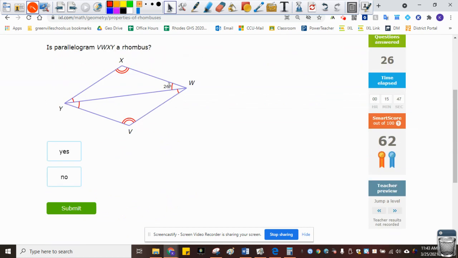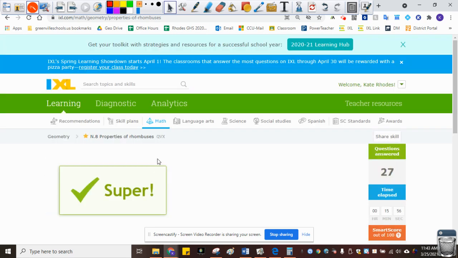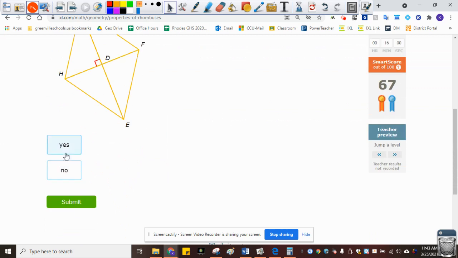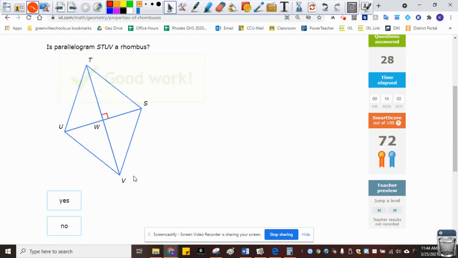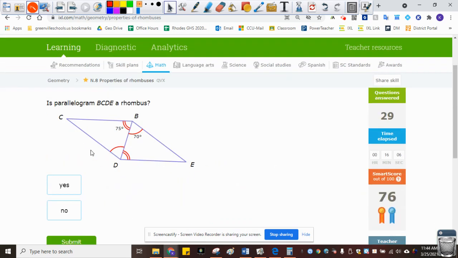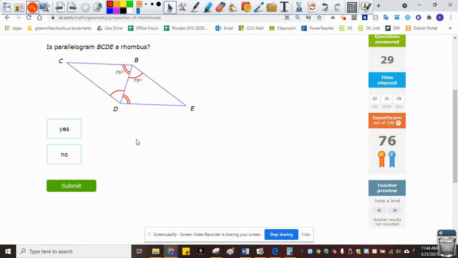Is this a rhombus? This is 26. Since it's one dash mark, that's also 26. Same thing with those. Those are also 26. And X and V are congruent as well. So yes, those make that a rhombus. Again, your diagonals meet at a 90-degree angle. Yes. No. 75 and 70. That cannot be a rhombus. It has to be congruent.